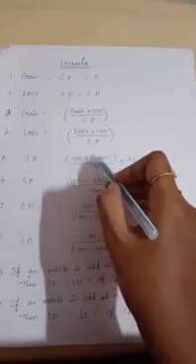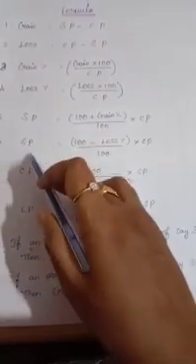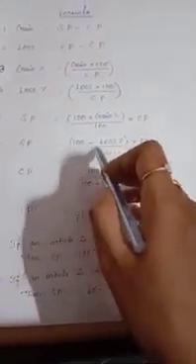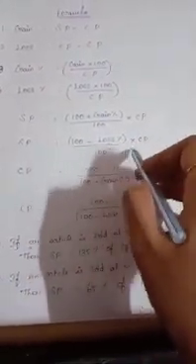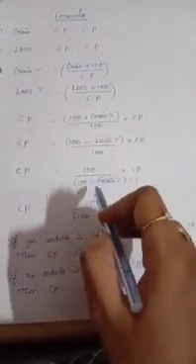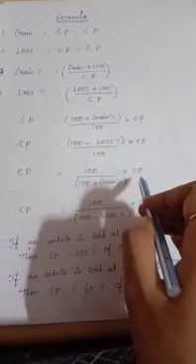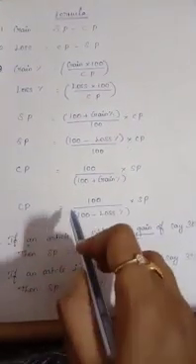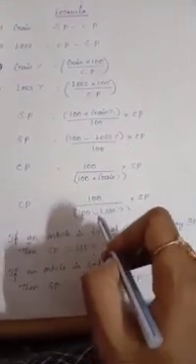Selling price equals (100 plus gain percentage) divided by 100, into CP. Selling price equals (100 minus loss percentage) divided by 100, into CP. CP equals 100 divided by (100 plus gain percentage), into SP. CP equals 100 divided by (100 minus loss percentage), into SP.